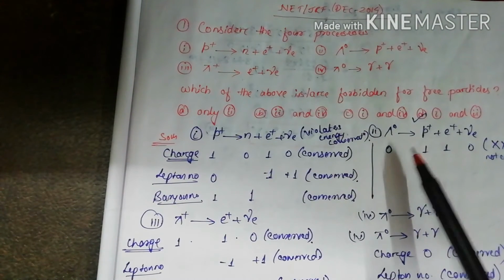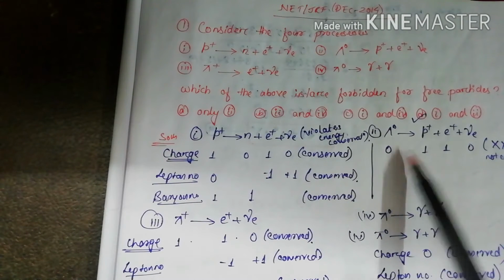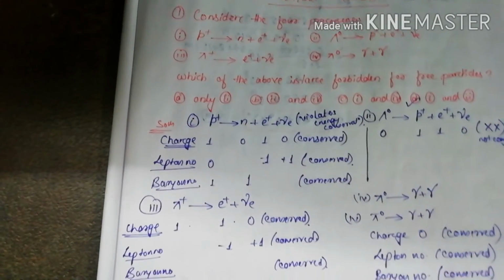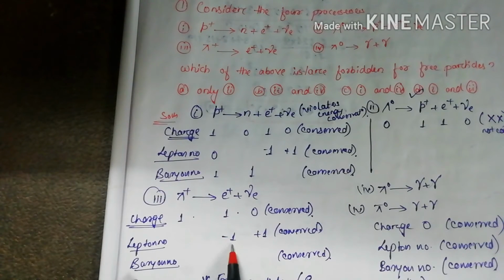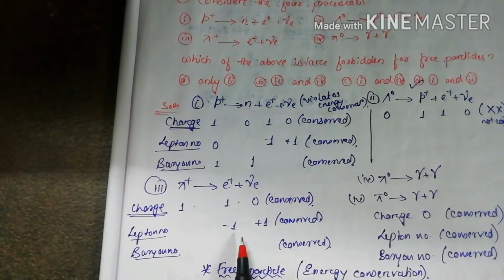In the second one, the charge is not conserved. You can see here this is 0, this is 1, this is 1, and this is 0. So the charge is not conserved, so you don't have to move further for this. Now the third reaction: the charge is 1 and 1, so the charge is conserved. Lepton number, for this it's 0, for this it's minus 1 and plus 1, so it is conserved. The baryon number is also conserved, because there is no baryon in this reaction.